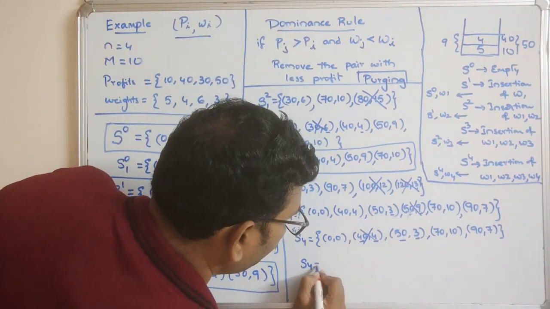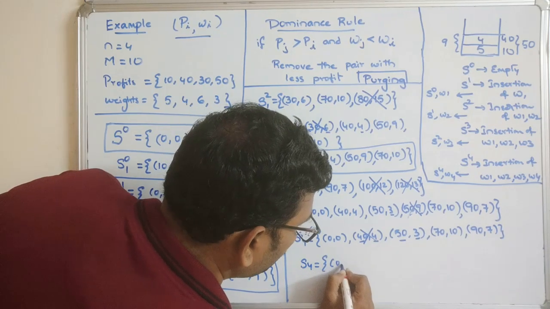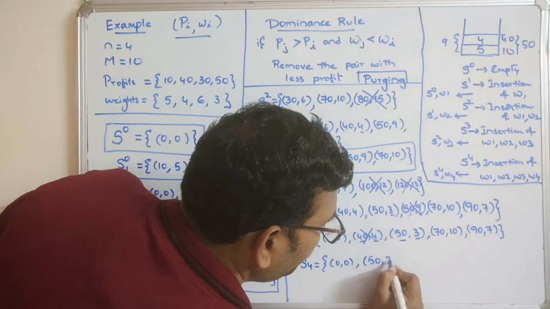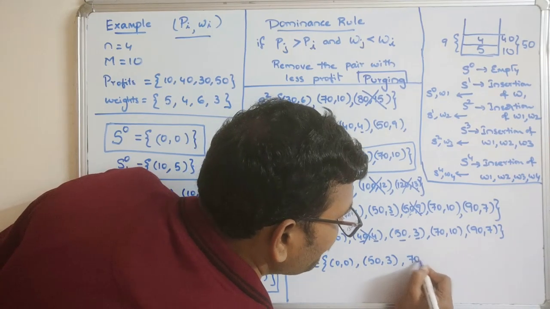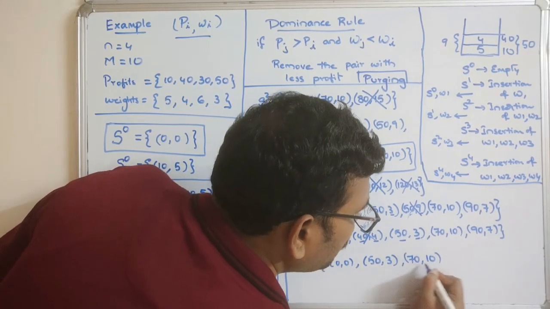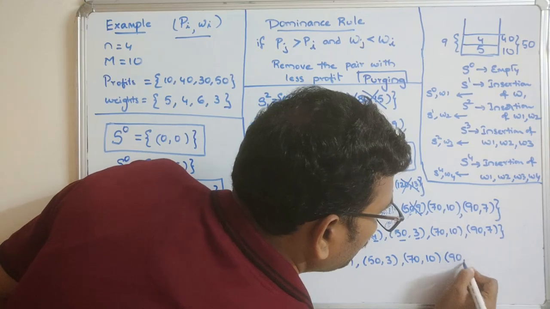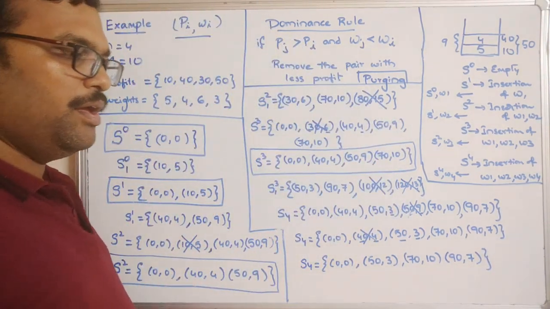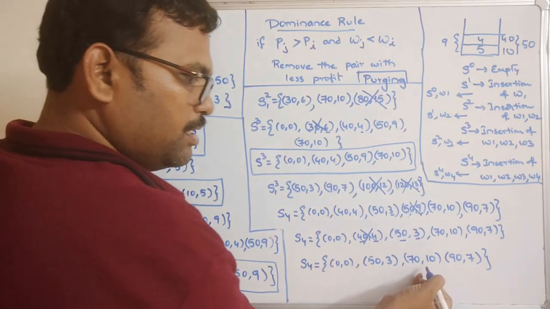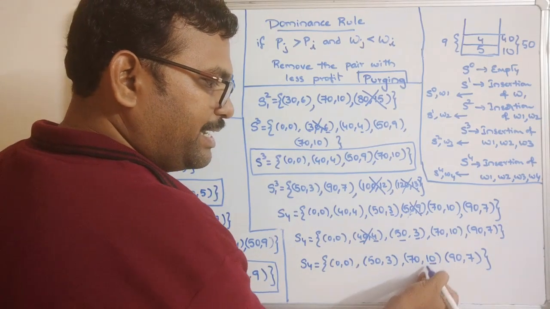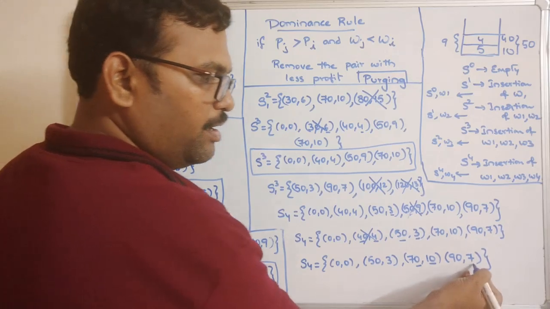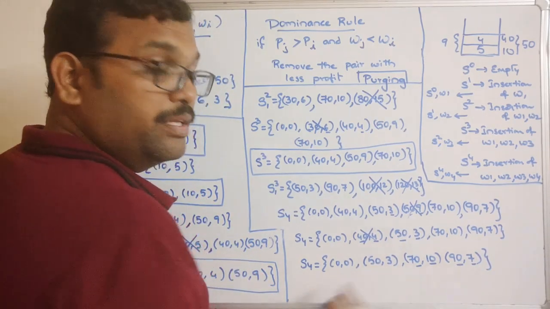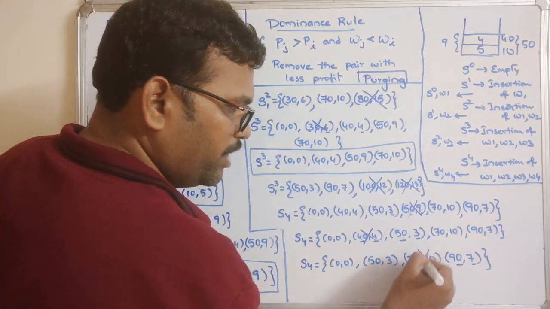Again write on the final thing. So hope you are understanding. 50, 3. 70, 10, 90, 7. And again you can see, with 10 weight we are getting 70, with 7 weight we are getting 90. So again there is a problem. So you can avoid this one also.